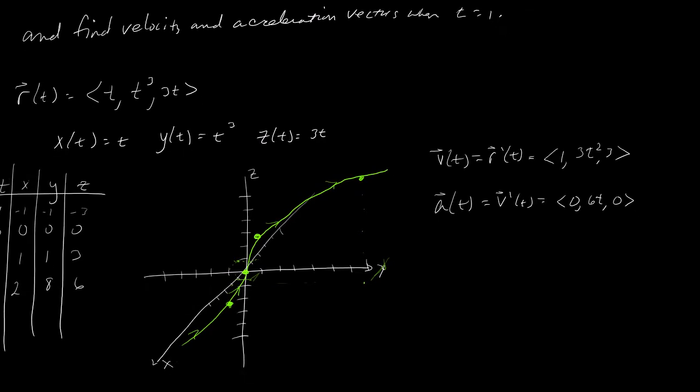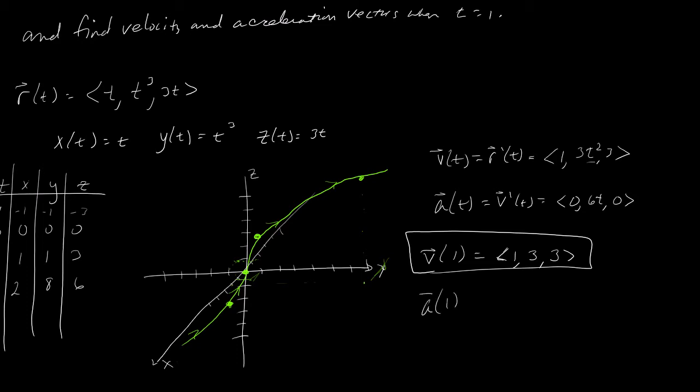Okay. So the velocity vector at 1, so when t is 1, we're just plugging in 1. It's going to be 1, 3, 3. Okay, so I just substituted a 1 in for t. And then the acceleration vector will do the same. Plug in a 1, so we get 0, 6, 0. And there are our vectors at that point.